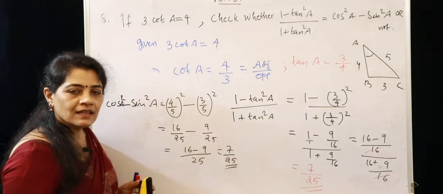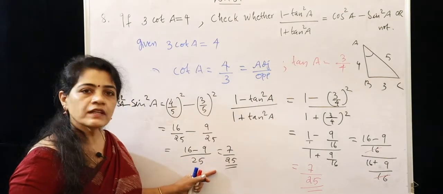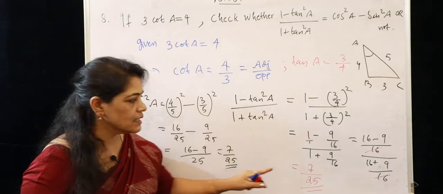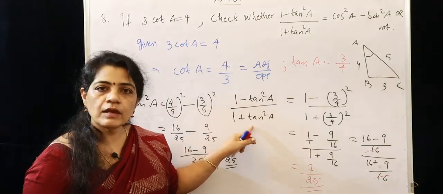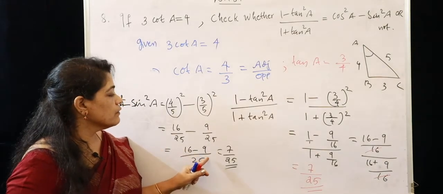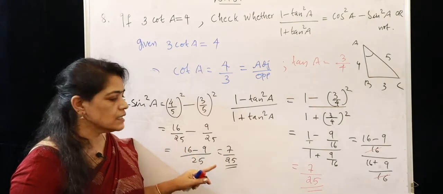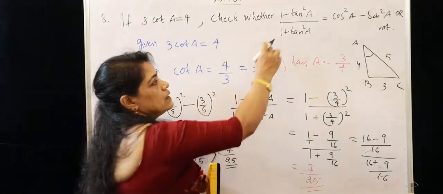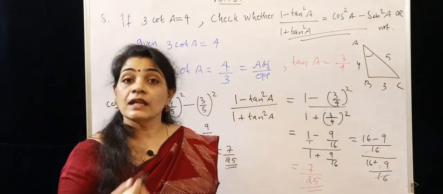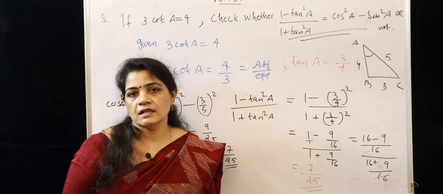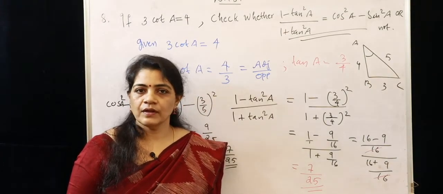Children, what have we seen? After solving the LHS and after solving the RHS, we got the same answer. 7 by 25 is the answer for (1 minus tan square theta) divided by (1 plus tan square theta). And this is cos square A minus sin square A; also we have seen 7 by 25. That means both are equal, that is, (1 minus tan square A) divided by (1 plus tan square A) is equal to cos square A minus sin square A.